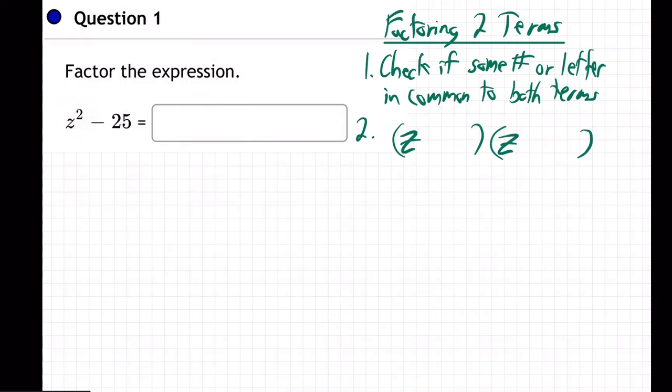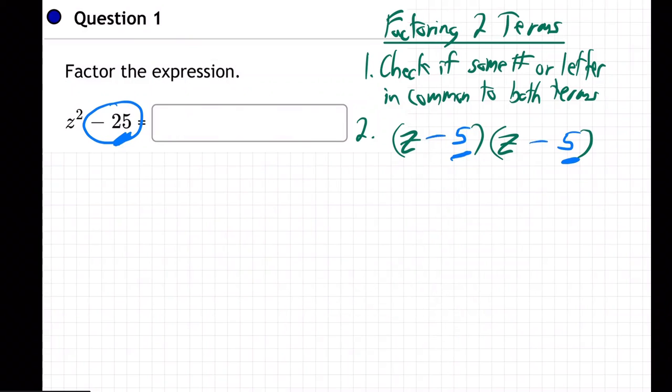Now, what do you think about the back? What times what is going to make 25? What are we going to put back there? What two numbers multiply to be 25? 5 and 5, right? And then what kind of signs do we need in order to make negative 25? Could I do both plus? No, clearly not. Could I do both minus?